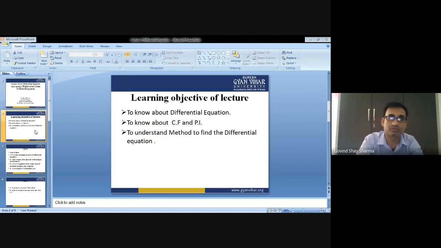Now again we will solve some problems with a specific focus on CF and PI. After this practice session, the student will be able to take the exam very well and understand the method for finding PI. So students, we start with an example and problem. Today we will start with a problem.